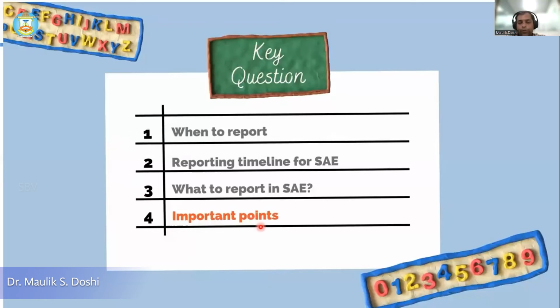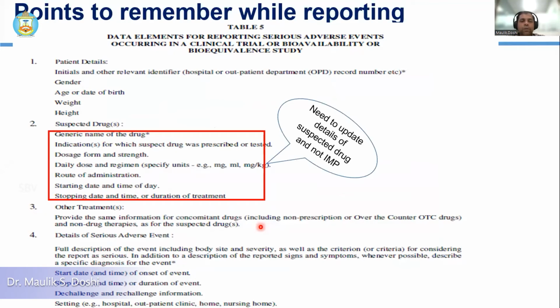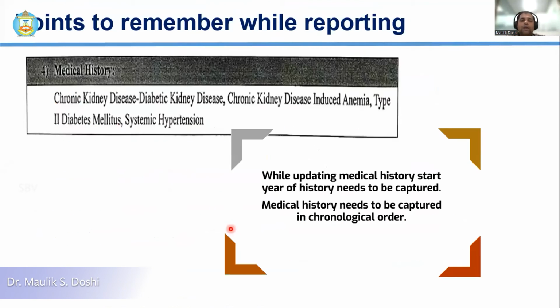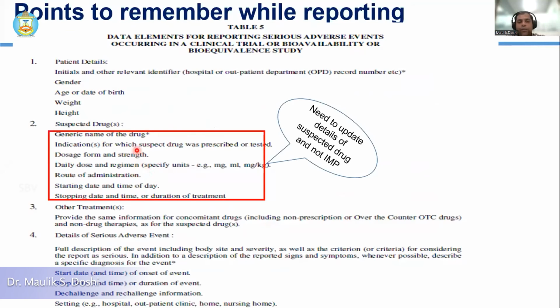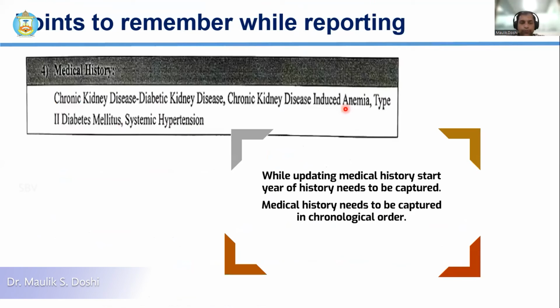Then certain important points. In the interest of time, I would like to just touch upon some important points. Whenever you are reporting an SAE, you should report which drug you are suspecting. It doesn't mean that since you are reporting an SAE, you have to report the actual study drug. If the study drug is suspected, then you should report it. If more than one drug is suspected, because some patients have comorbid conditions and might be taking some concomitant medication, and you are suspecting those products as well, then you should report both.